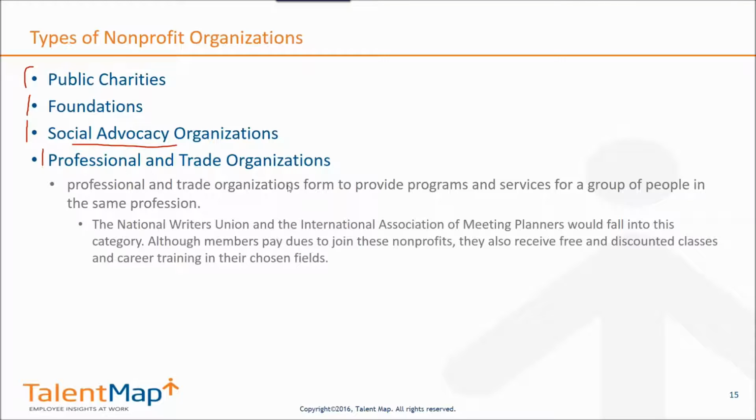What I'm focusing on today is professional and trade-driven organizations. And professional trade-driven organizations really are formed to provide programs and services to a group of people in the same profession. We've worked with a whole range of them, but it could be like the National Writers Union or the International Association of Meeting Planners. So there's quite a number of these professional and trade organizations that we work with. And they're different in different countries. Because your laws are different in the U.S. versus the laws in Canada, the issues that they're dealing with and how they go about dealing with them are slightly different, but often they're organized in some similar ways.